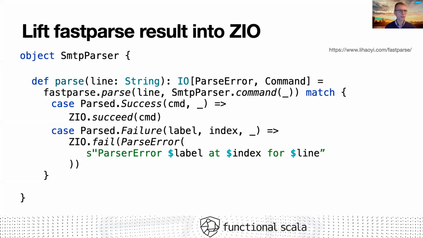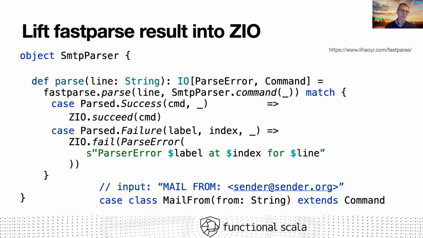So we could inspect the parsing result. And when we see that it succeeded, so we have a successful parse result, we can create a ZIO effect by ZIO succeed. And if it failed, we can hand back an error. So in this case, just to remind the example that we started out with, this line of text could be, using this fastparse library, converted into just a basic case class called MailFrom, with one attribute called from, which would be the person who is sending the mail. And well, in this case, it's extending a trait Command because there are different types of commands that we want to have parsed.